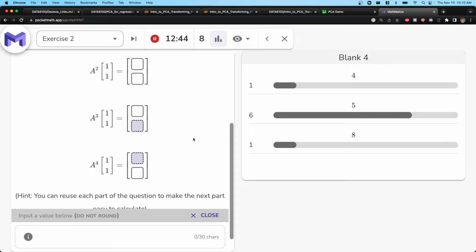Then we did A squared times 1, 1. We got 2, 3. Then we did A cubed times 1, 1. And we got 3, 5. Okay. And now we're going to open up A to the 4 times 1, 1. And see what that was? A to the 4 is 5 and 8.